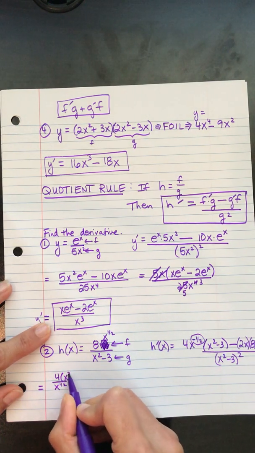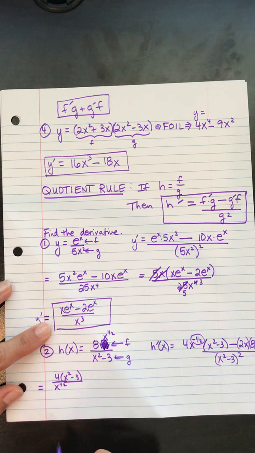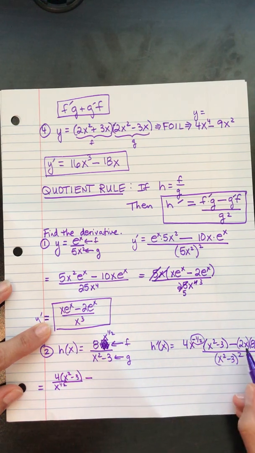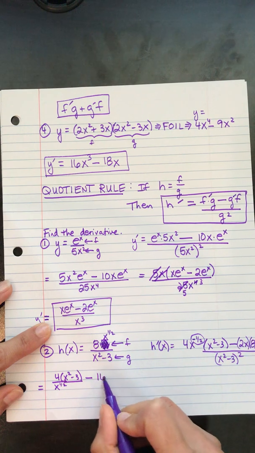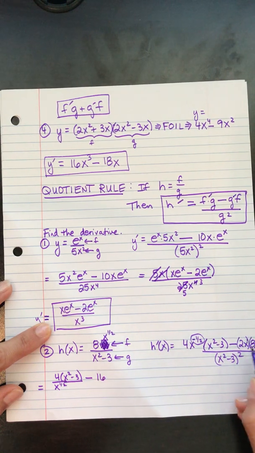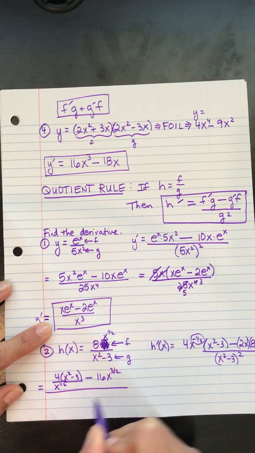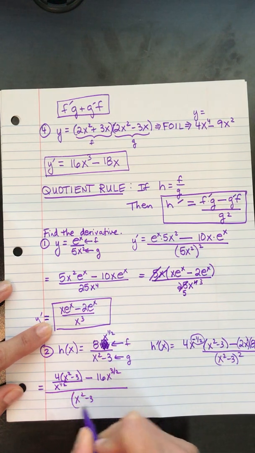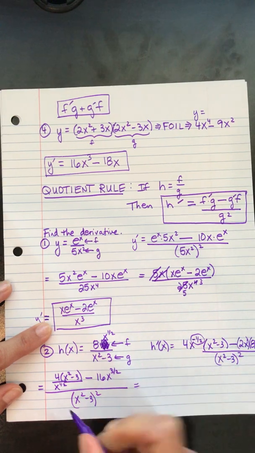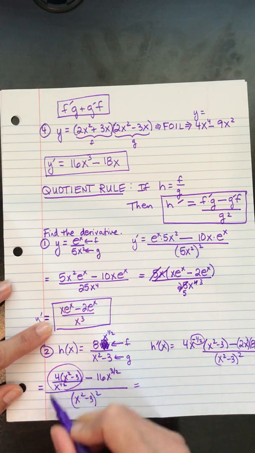There's a times x squared minus 3 minus, what's 2 times 8? That's 16. X to the first times x to the half is x to the 3/2 all over x squared minus 3 squared. And the annoying part is you can't leave a fraction within the big fraction.